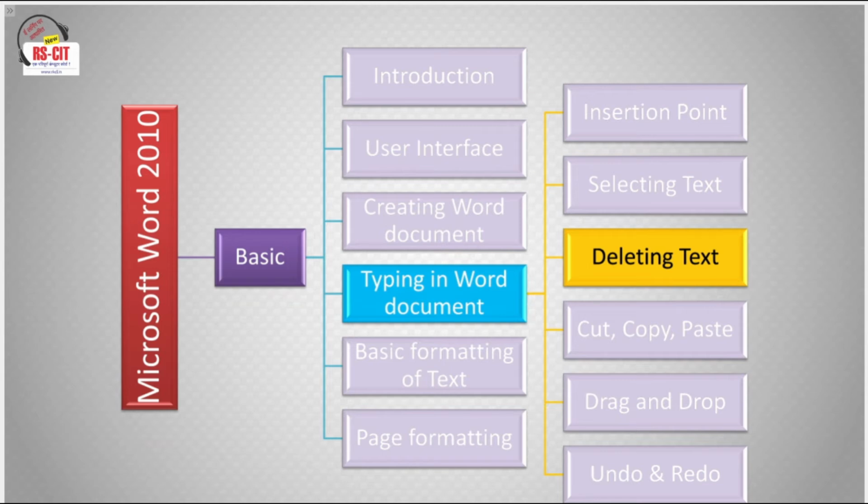You can use the backspace or delete key to delete text one character at a time. The backspace key removes the character to the left of the cursor. The delete key removes the character to the right of the cursor. You can also select and delete a word, sentence, paragraph or block of text. Let's learn how to delete text using this simulation.